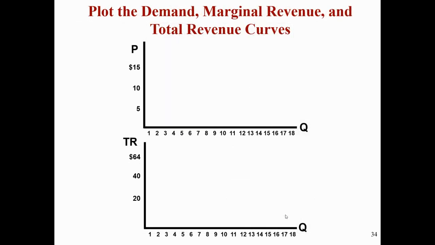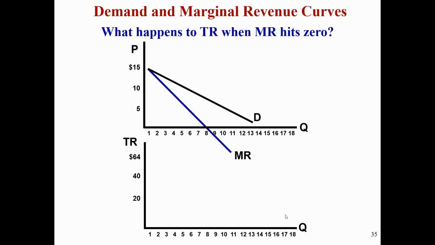Amazing. What does it imply in the graph for price and for total revenue? Well, price is here. So if my demand is downward sloping, and as I told you, my marginal revenue is always going to be less than the demand, except for the first one there, as you can see. What happens to the total revenue when the marginal revenue hits zero? Let's think a little bit.